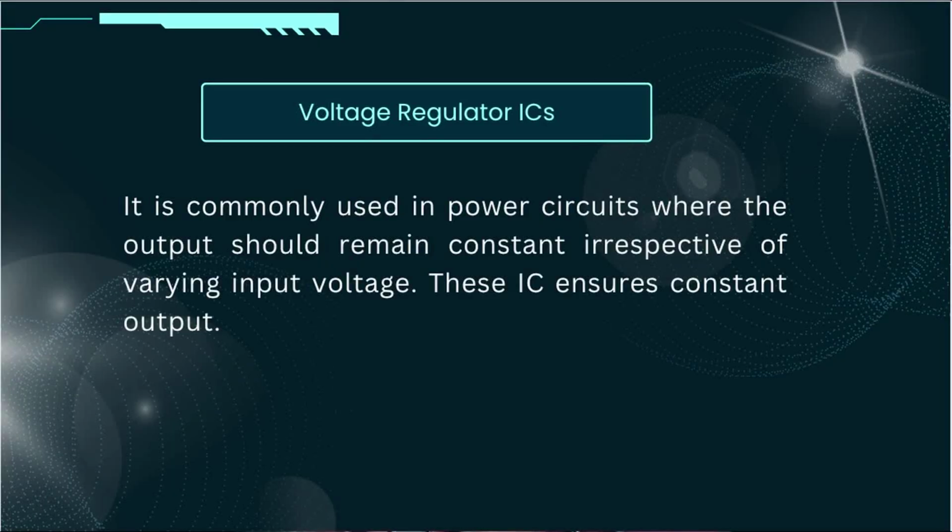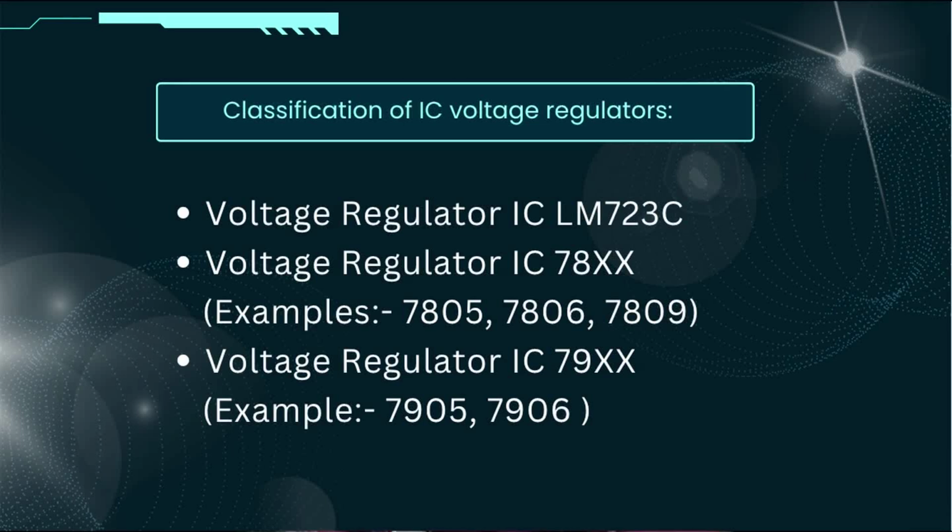Now let us move to the next topic, that is voltage regulator integrated circuits. They are commonly used in power circuits where the output should remain constant irrespective of varying input voltage. These ICs ensure a constant output. Now the classification of voltage regulator ICs. According to the pin type, a voltage regulator IC is classified as multi-pin type, for example LM723C, and 3-pin type, for example 78XX or 79XX.